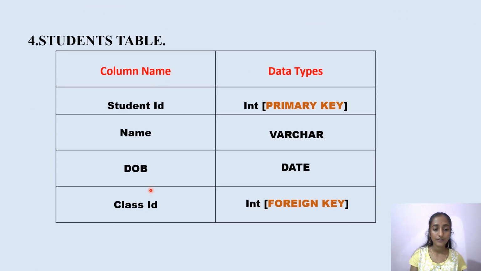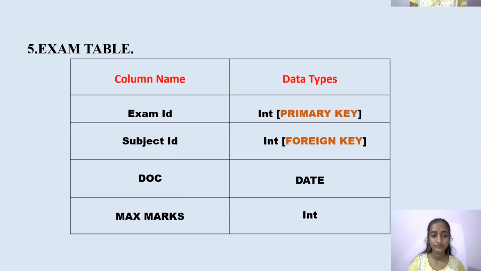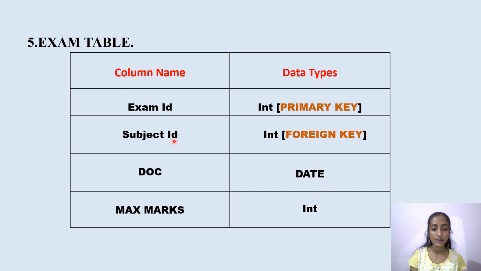Students table has 4 attributes: student ID, primary key, name, varchar, DOB means date of birth, date is a data type where it should be declared as year, month, date. Class ID is a foreign key. And the exam table has 4 attributes: exam ID, primary key, subject ID, foreign key, DOC means date of conduction, date type, marks is integer data type.